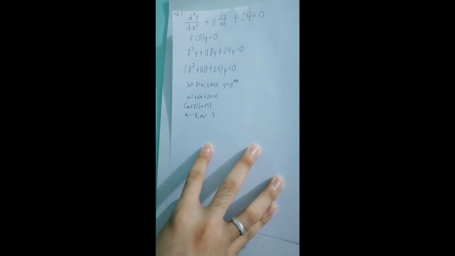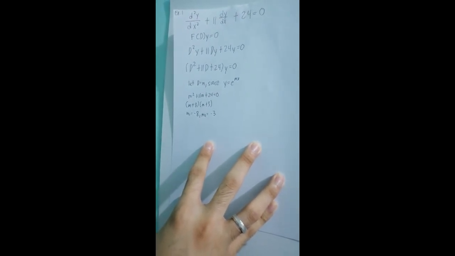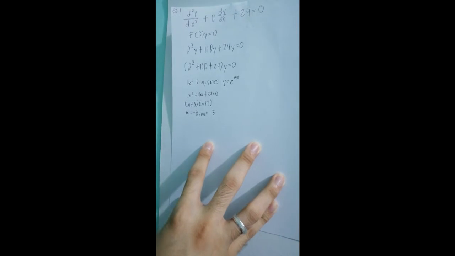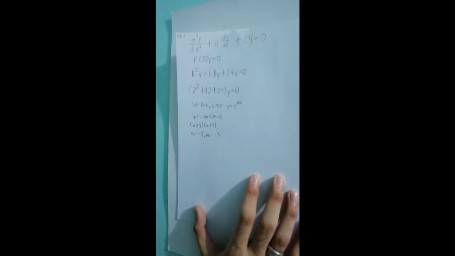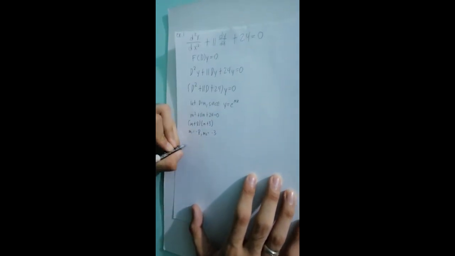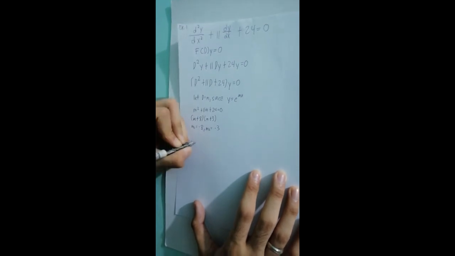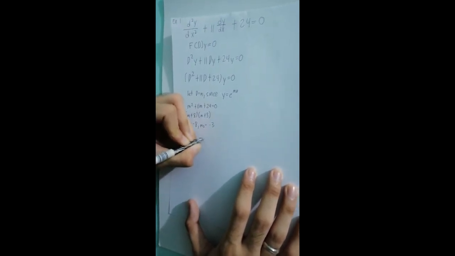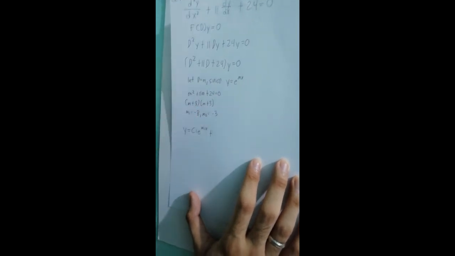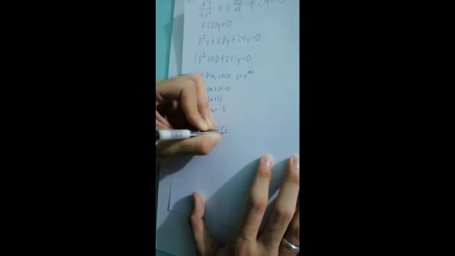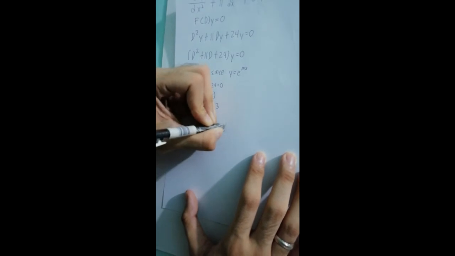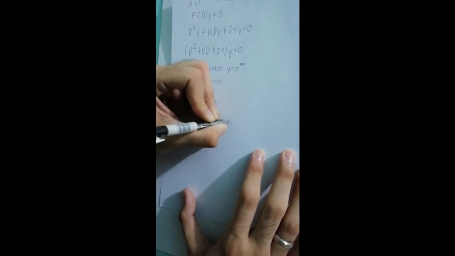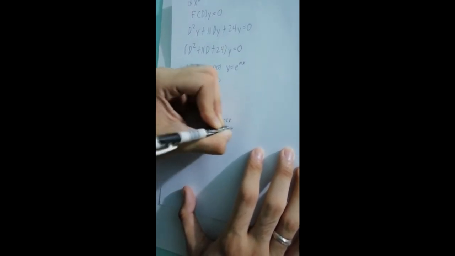Now we have to plug into the general formula. So that would be y is equal to c sub 1 e raised to m1 x plus c sub 2 e raised to m2 x, and so on.